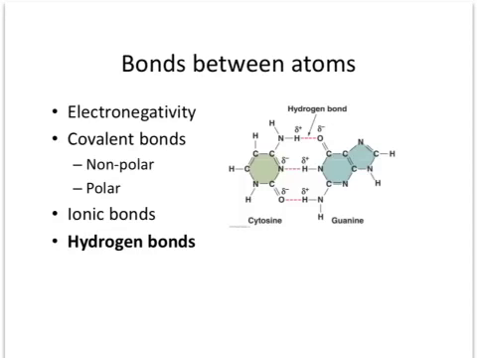Although hydrogen bonds are very weak in comparison to ionic bonds and covalent bonds, they're absolutely critical for the formation of bonds in biomolecules. Because they're weak, they will be able to be broken much more easily than the other two kinds of bonds.